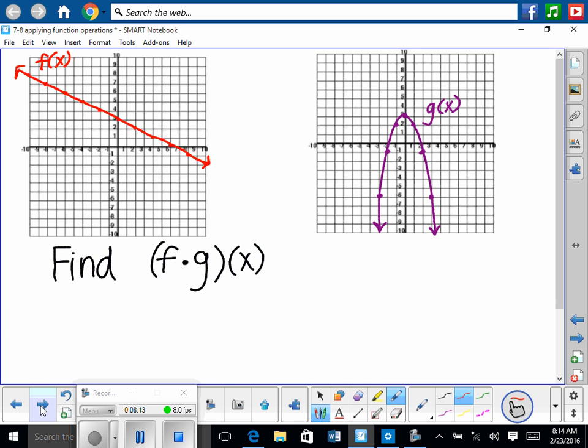Okay. So looking at this one, we're simply asked to find f times g of x. So we're finding f of x times g of x. We'll look at our functions. Are we going to be able to do this without an equation? No, right? We need an equation. Do we know how to find the equation given points?